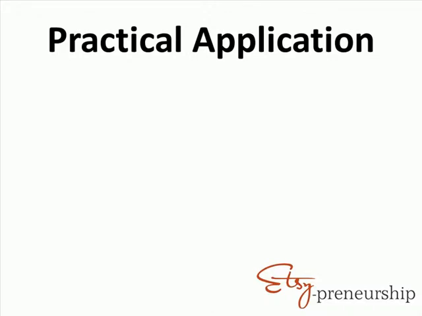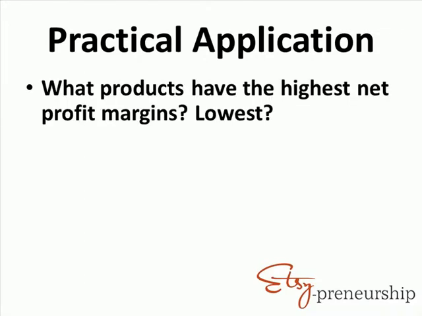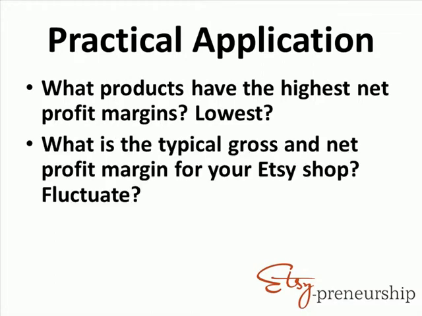So you say, great, you just walked me through some calculations. What does this really mean for my business? The first thing is you want to look at your individual products that have the highest and lowest net profit margins. You want to know which products are bringing you the most profit and which ones are bringing you the lowest profit margins. You want to focus on products that make you the highest profit margin.